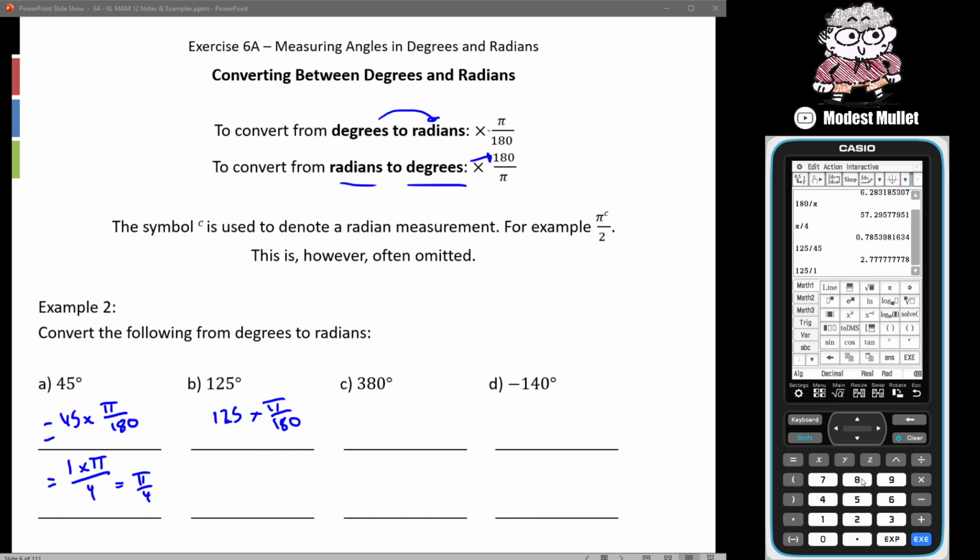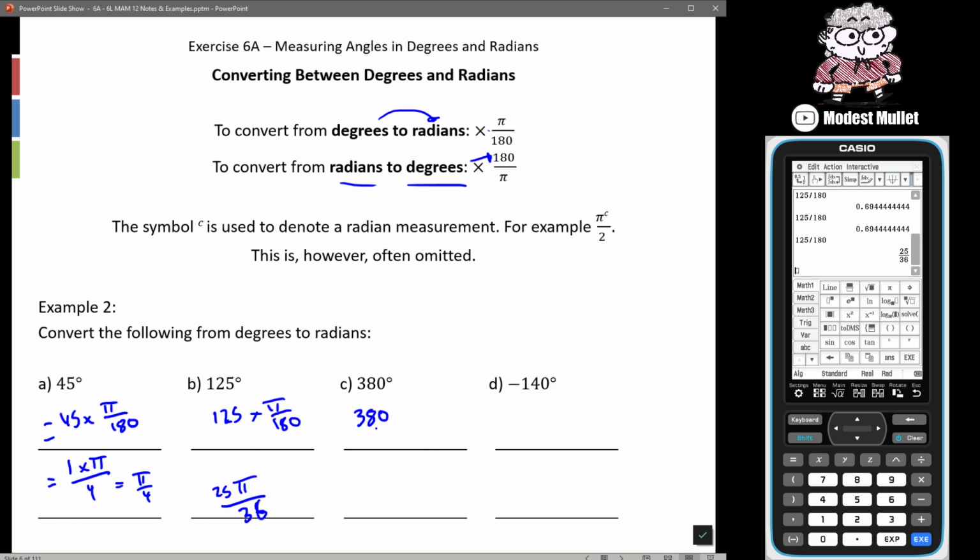25 divided by 180 simplifies. Let's go with that. Not complex, I want standard. 25 on 36. 25 pi on 36.